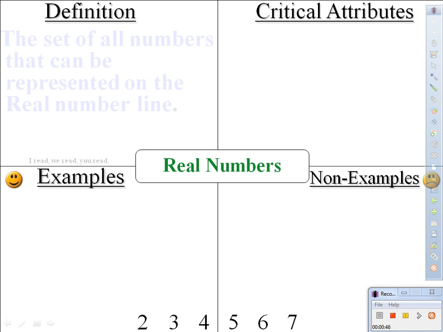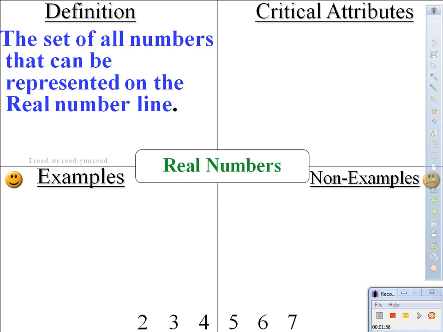You wrote that already? Yeah. Tell your neighbor the definition. All right, so the set of all numbers that can be represented on the real number line. So think about it. If I was to think of a number that I can represent on the number line, what would my number be?